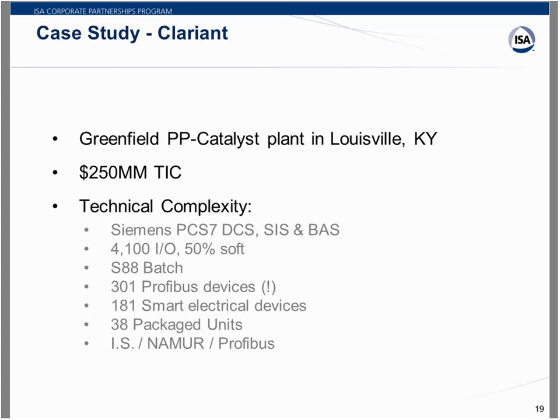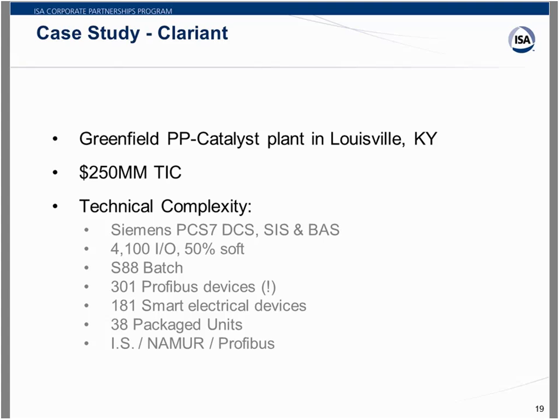And there was a fair amount of technical complexity involved in this project. It was a Siemens PCS7 control system, both the safety system, the distributed control system, and the building automation system, which is that BAS acronym there. Building automation would be like the fire alarms, gas detection, and suppression systems, things like that. About 4,100 I/O, of which 50% was soft I/O. In other words, it didn't come in through DCS hardwired I/O cards. It came in this case mostly via Profibus.